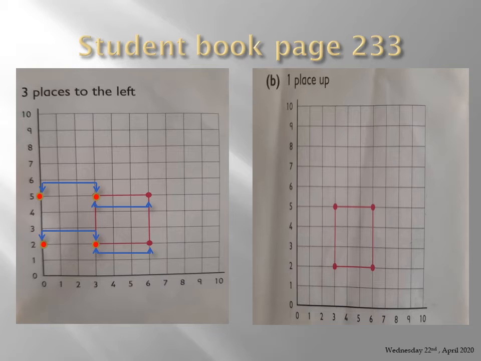So now let's form our shape. Let's see the shape that we get. It's still a triangle. Oh, pardon me. This is a square. So let's join our points. All the points are joined, and now we've moved on a straight line by 3 places to the left.